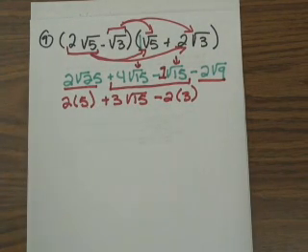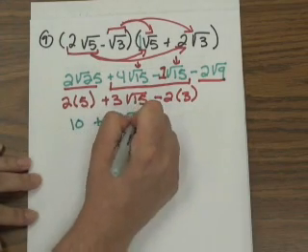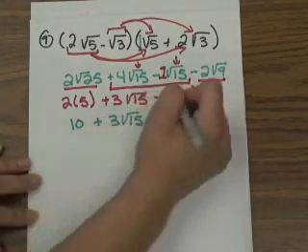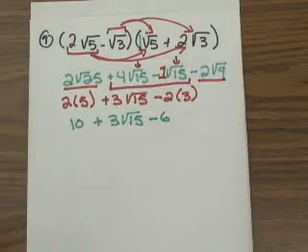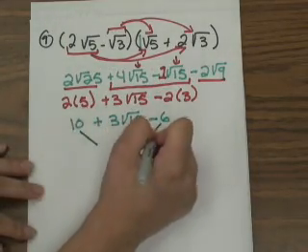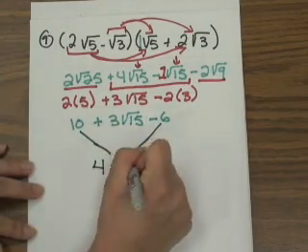2 times 5, I'm going to bring down the 3 square root of 15 because it can't be simplified. And I'm also going to bring down negative 2 times 3, which gives me 6. So my final step is to just combine my constants, which is 10 minus 6, and that's going to give me a positive 4 plus the 3 square root of 15, which I'm just bringing down.